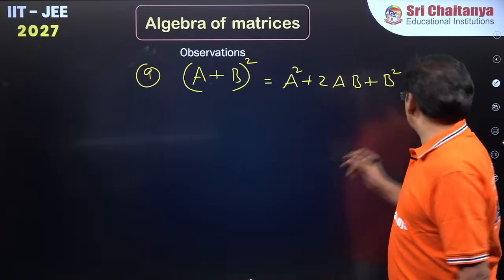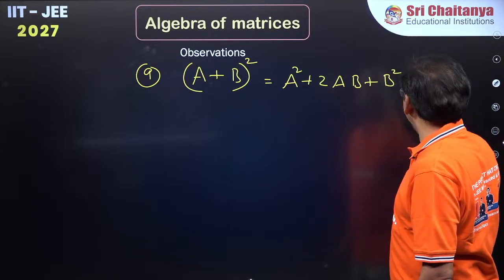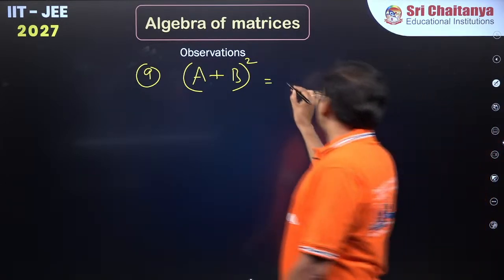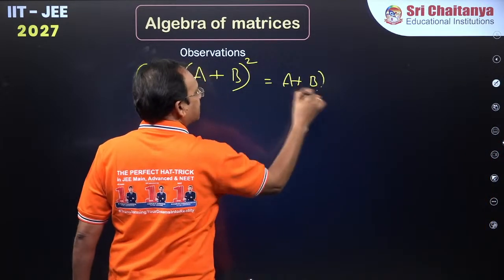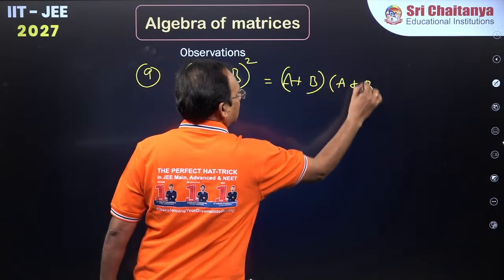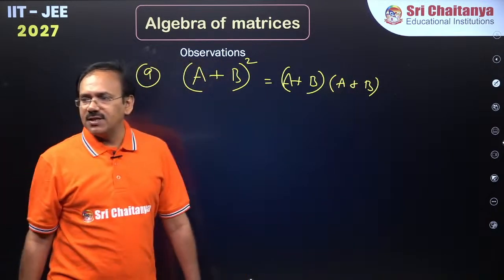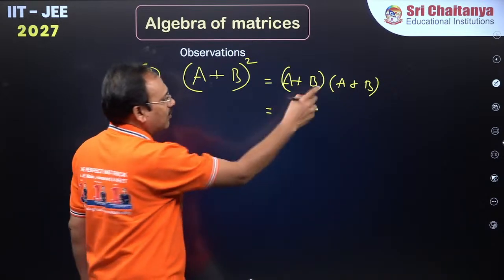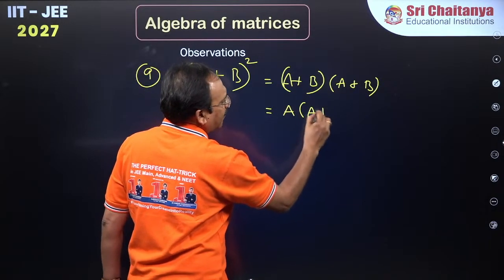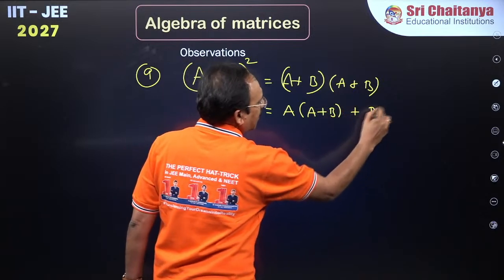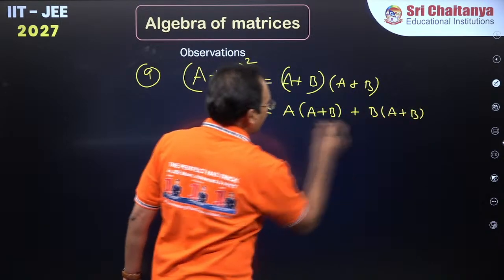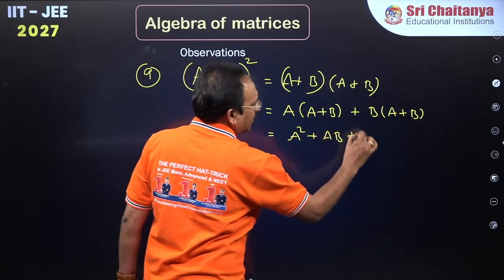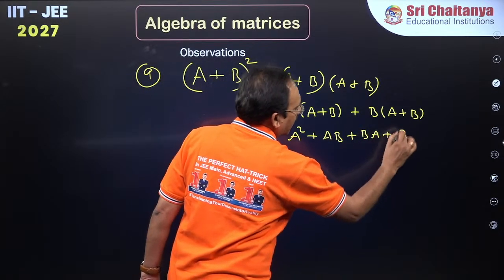You see this, dear students, I mean to say here. So let us work on it. You see what happens. A plus B whole square means A plus B into A plus B. Correct? Now you just apply the distributive law. A into (A plus B) plus B into (A plus B). Again you apply the distributive law. This is A square plus AB plus BA plus B square.